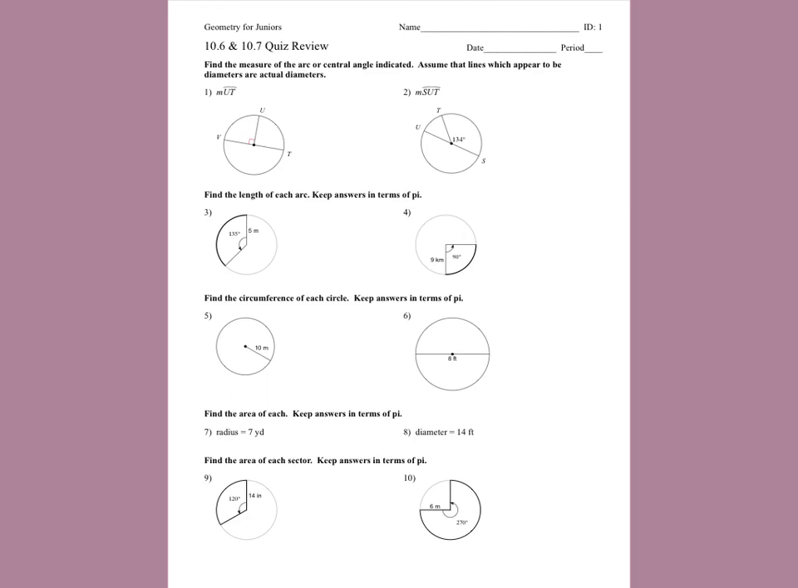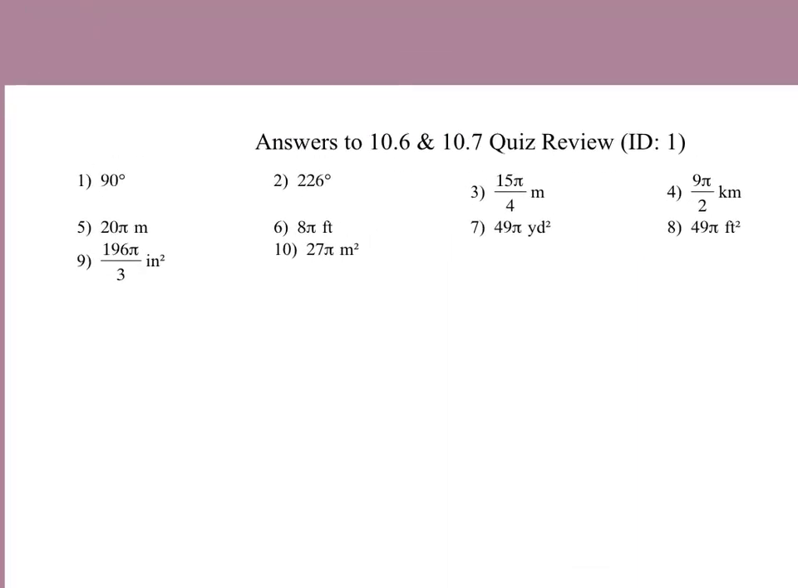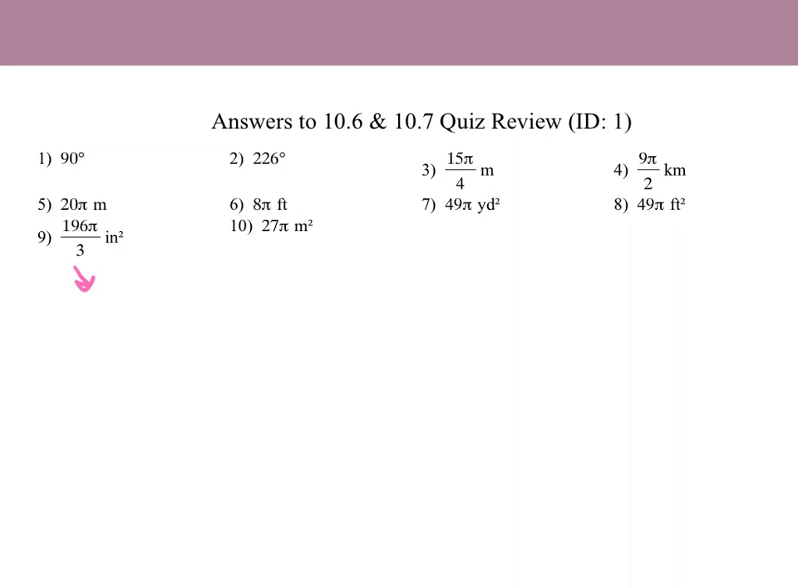Yes. On the end of this, the last page is the answers for your quiz review. Okay, keep in mind that you can do these rounded, so 196 divided by 3 can also be given as 65.33. 15 divided by 4 can also be given as 3.75 pi. And this can also be given as 4.5 pi. So those answers you can put either way.